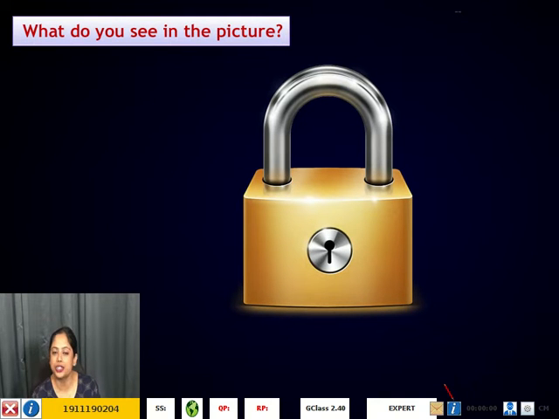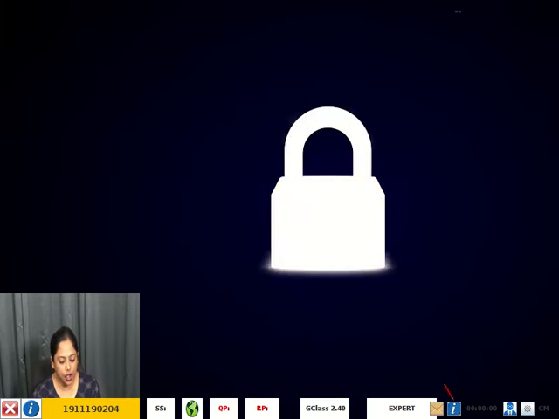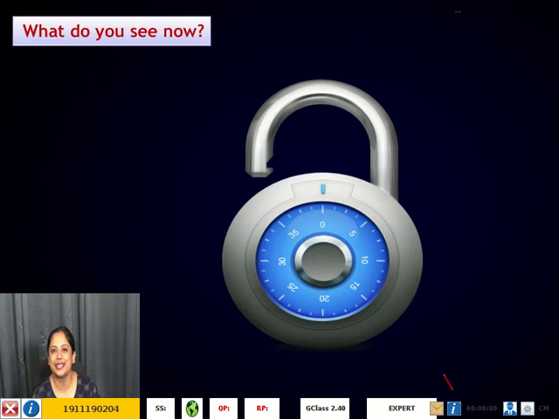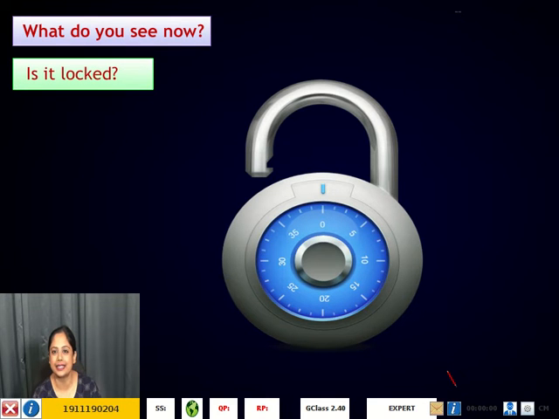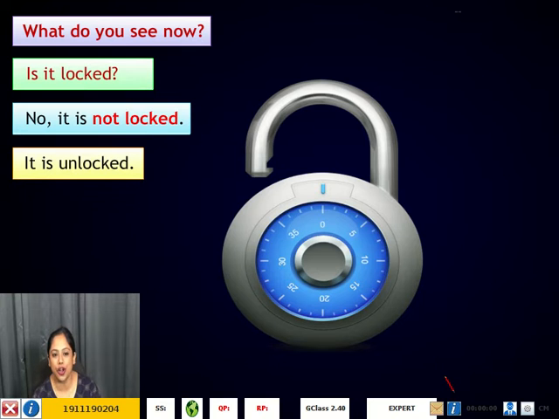Okay. Now look at the lock. Is it locked? What do you see in the picture? Is it locked? Yes, it is locked. We see a lock here. Now, look at this picture. Now tell me, students, what do you see now? Is it locked now? No, it isn't. The lock is open. How do we say that? We say it is not locked. Another way of saying the same thing is it is unlocked.